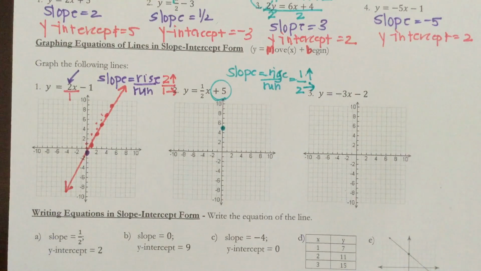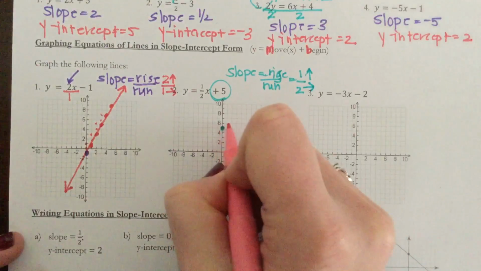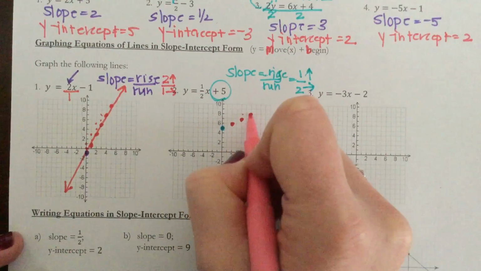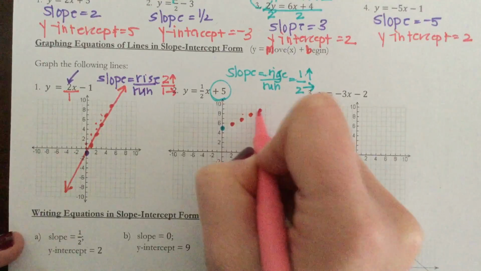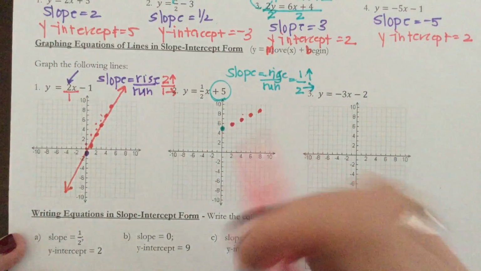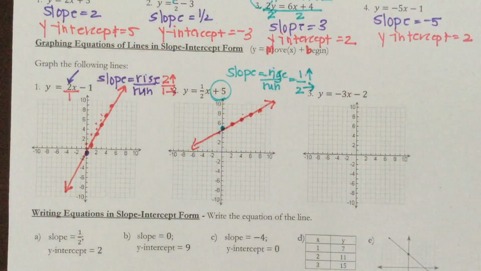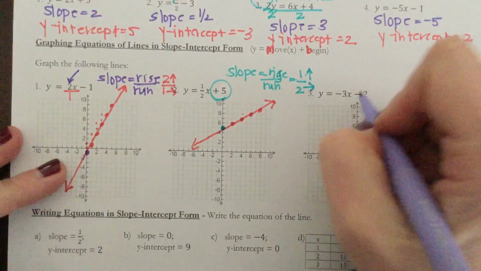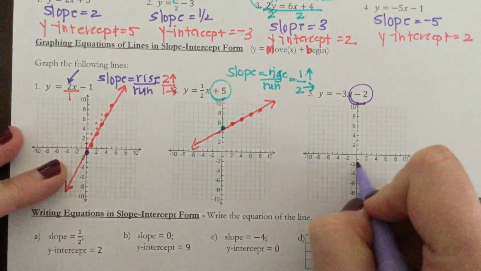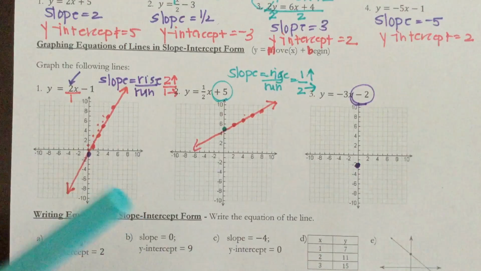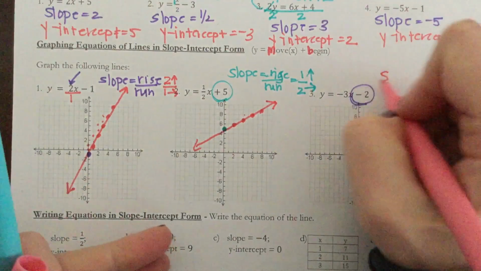So from this point, we are going to go up 1 and right 2, up 1 and right 2, up 1 and right 2, and we will continue to fill the coordinate plane. At this point, we can connect our dots with a straight line, making sure that we put arrows on either end. In our third example, we should see that our y-intercept is -2, and that this equation has a slope that is equal to -3.